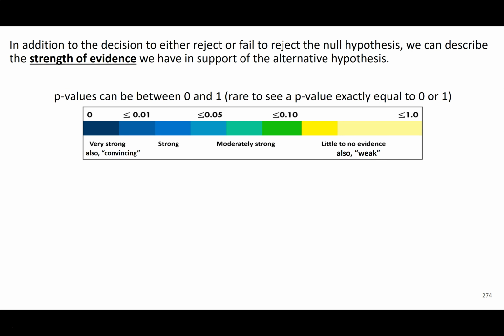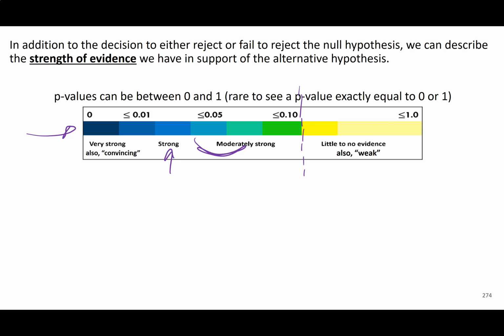So, in addition to just saying whether or not we reject the null, we also want to talk about how strong our evidence is. So we will have a p-value, and we have a spectrum here. Based on that p-value, do we have strong evidence? Like here, if it's between 0.01 and 0.05, we'd probably generally call it fairly strong. Right around 0.05 is where I'd call it moderately strong.